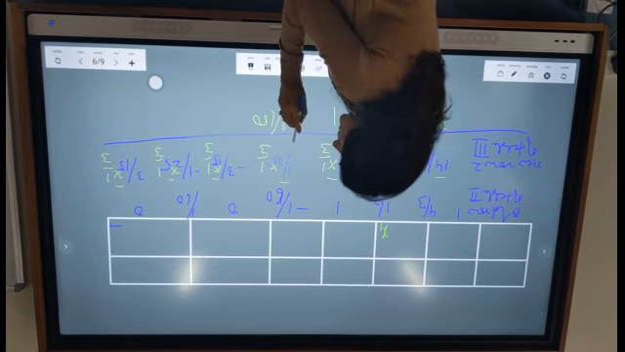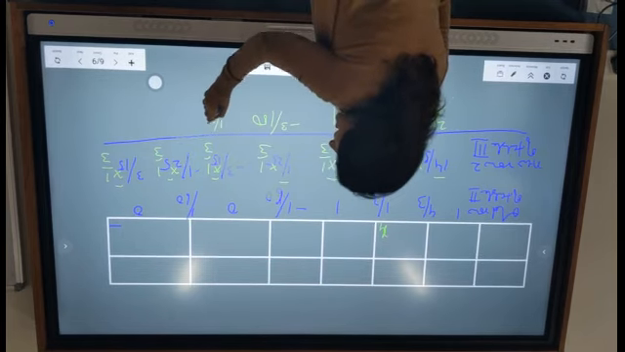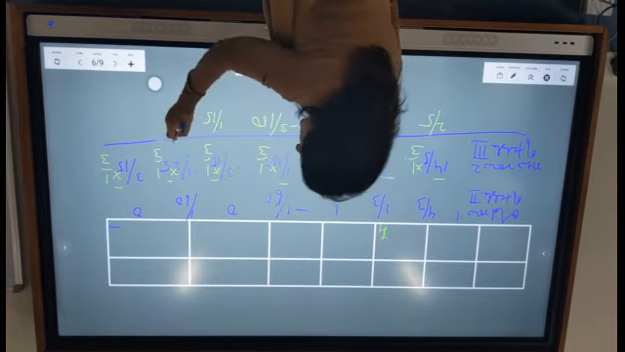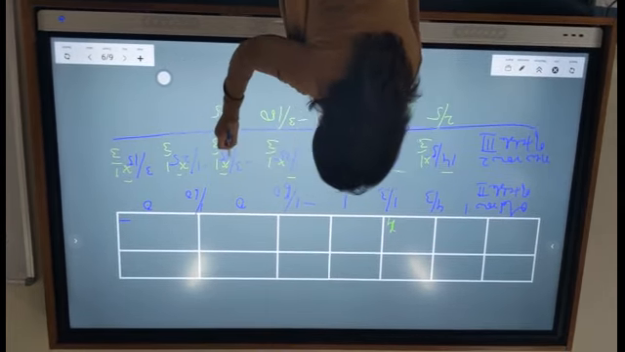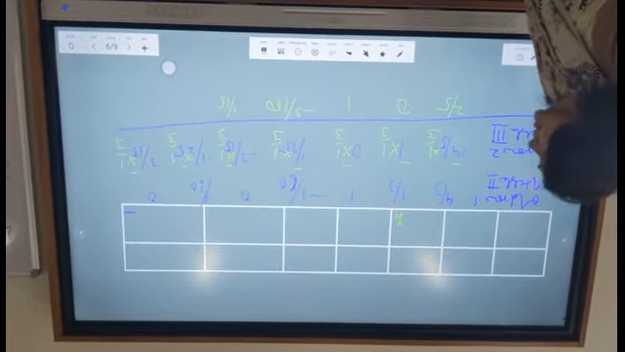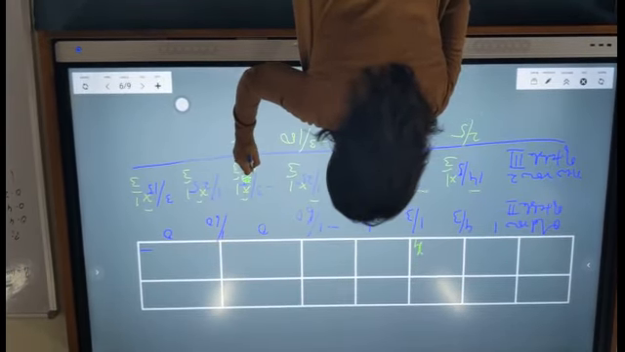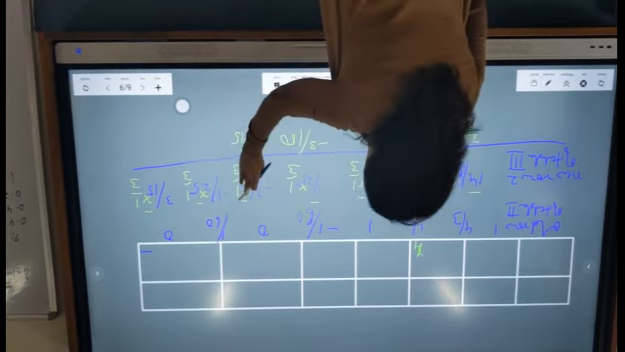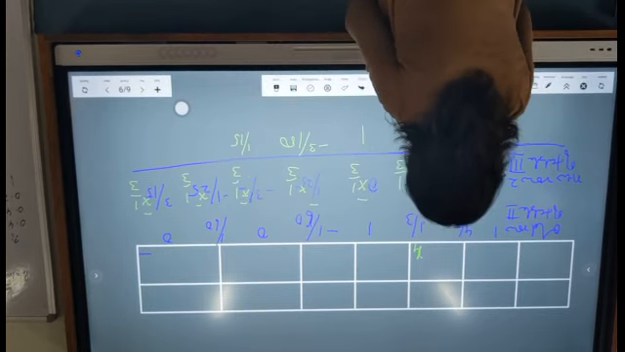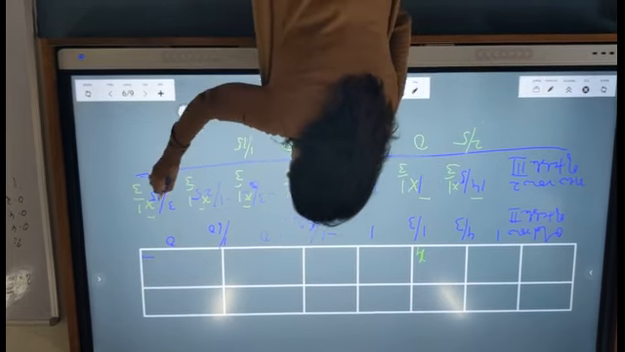Then plus 1 by 15, your 3 will cancel. What will this be? Ma'am, it is 3 by 50, not 15. Okay, this is 50. Yes ma'am. And it will be 3 by 100, and it will be minus 1 by 50.